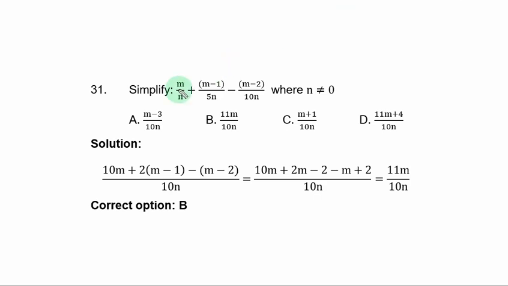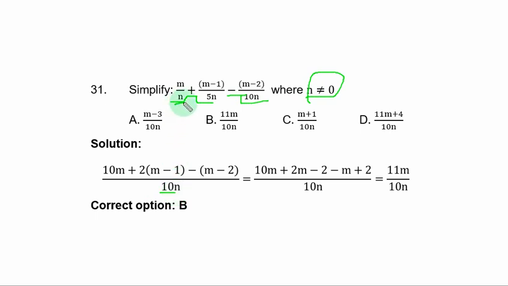Question 31, simplify m over n plus m minus 1 over 5m minus m minus 2 over 10n, where m is not equal to 0. Solution: what you have is fractions, addition, and subtraction. You find the LCM of the denominators, and that is 10n.